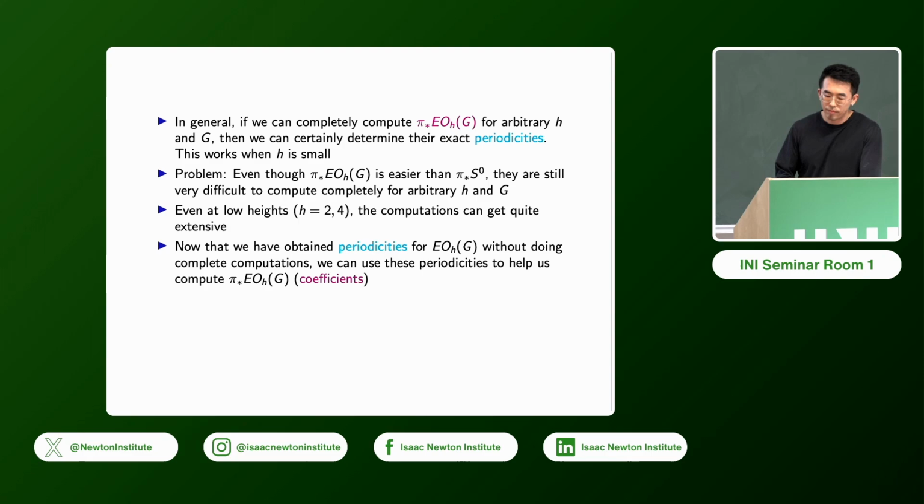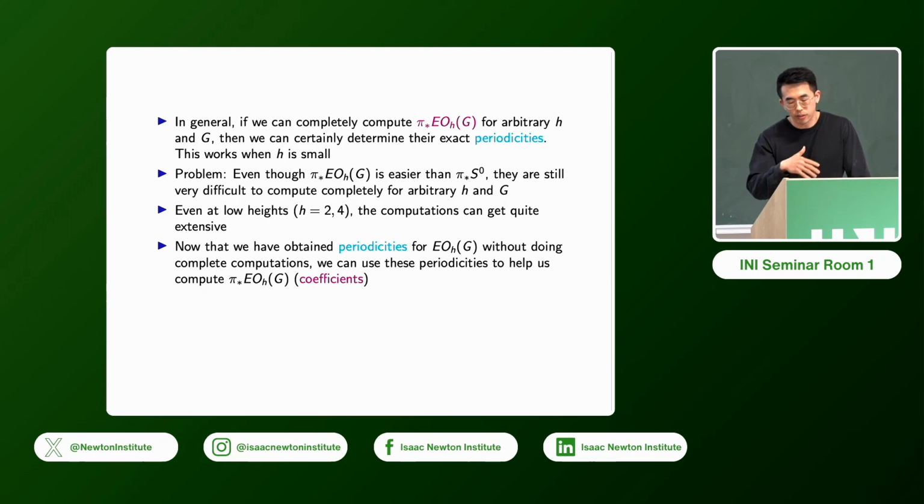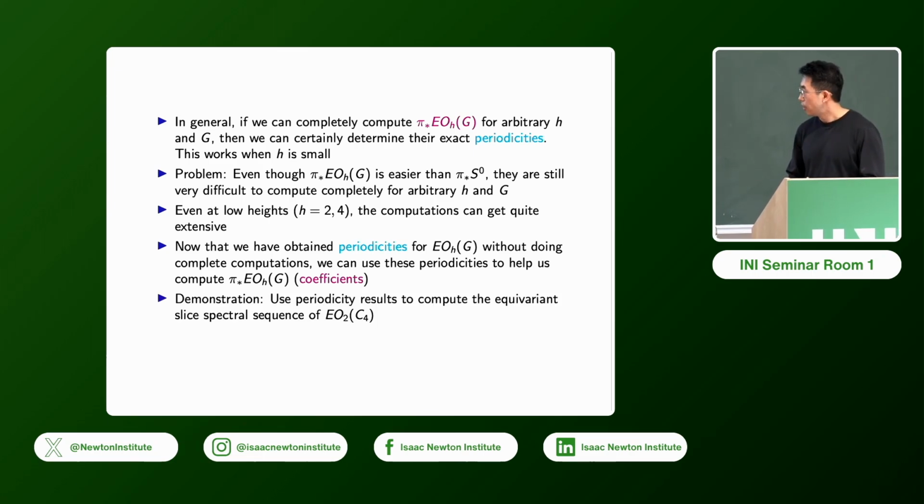But the good thing is that now that we have obtained the periodicities for these EO theories without doing complete computations, we can actually reverse this process to use these periodicities to help us compute the coefficients of the EO theories. So I want to reverse the flow of the information. Before, we computed the coefficients first, then deduced the periodicity. Now I have the periodicities without a complete computation. I want to use the periodicity to do the complete computation. So I want to give you a demonstration that uses the periodicity results to completely compute the equivariant slice spectral sequence of EO2 C4, the one we just saw.